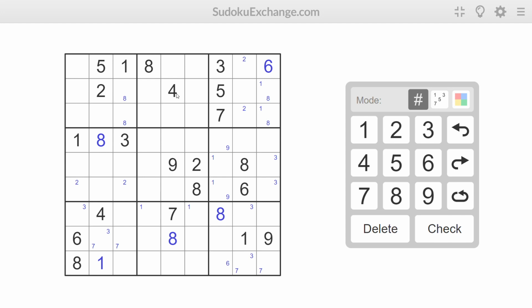Okay, a 4. A 4 is in this row. This cell can't have a 4. So a 4 has to go in one of these two places. Now this cell can have only a 2 or a 4. This cell can have a 2 or a 4. These two can have a 1 or an 8 and only a 1 and an 8. So we're left with only this cell which has to contain 9.